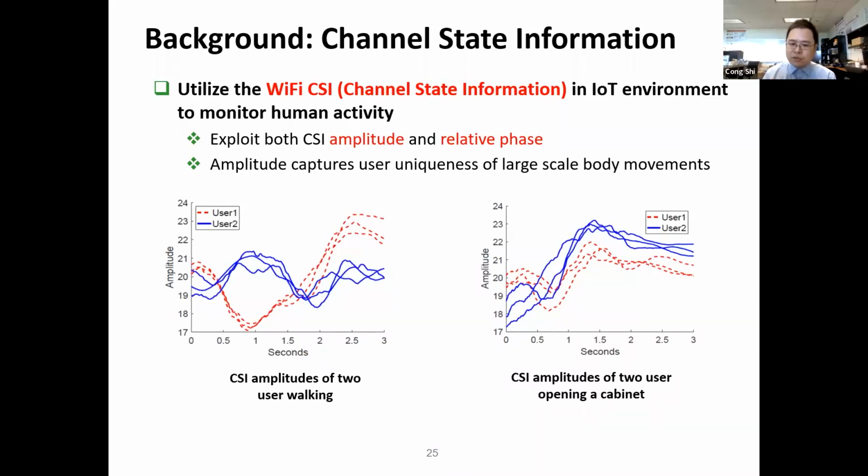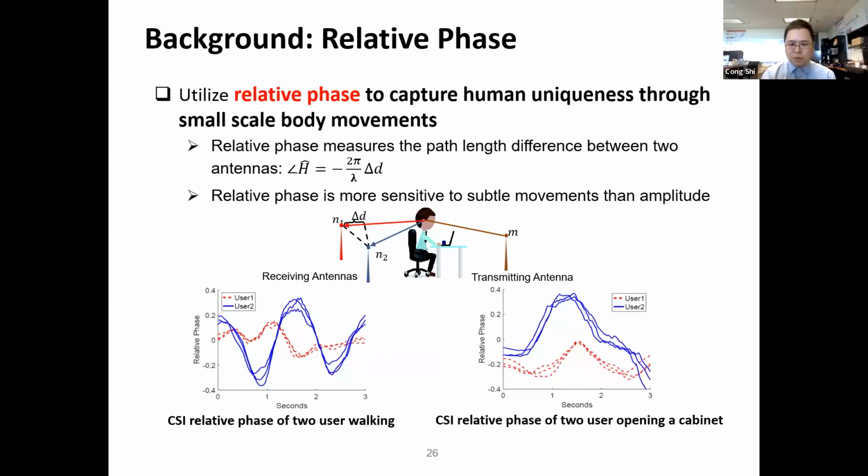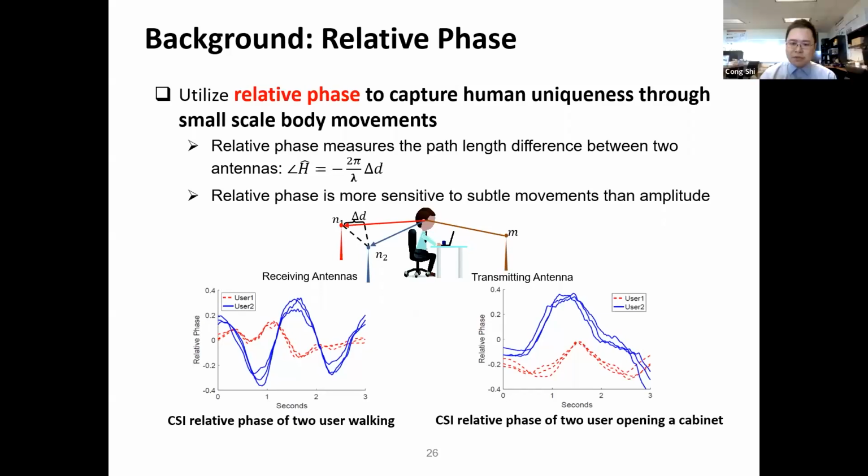But we also find that such uniqueness is not significant for the activity of opening a cabinet, which only involves small-scale body movements. So besides extracting CSI amplitude, we also propose to extract CSI relative phase to capture the user's uniqueness. As shown in this figure, between the two different transmission paths to M1 and M2, there is a delta T.